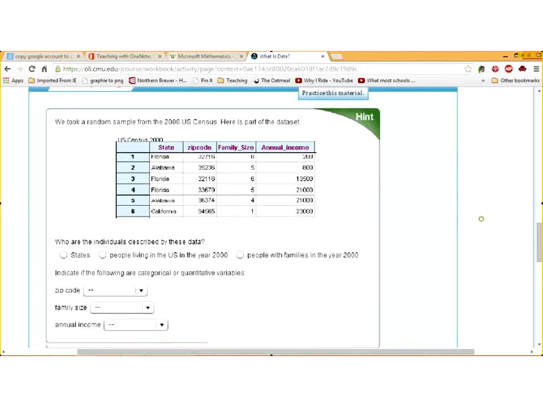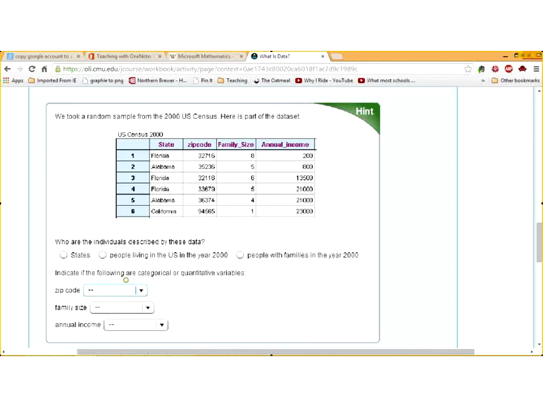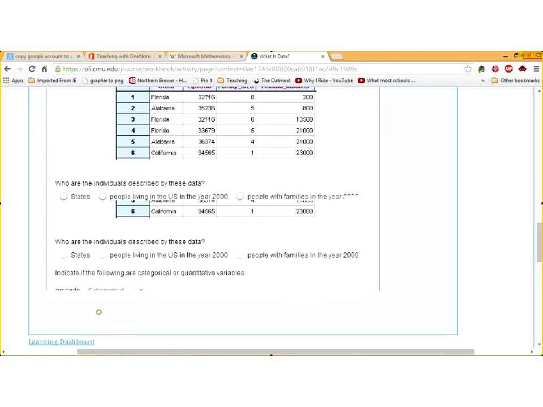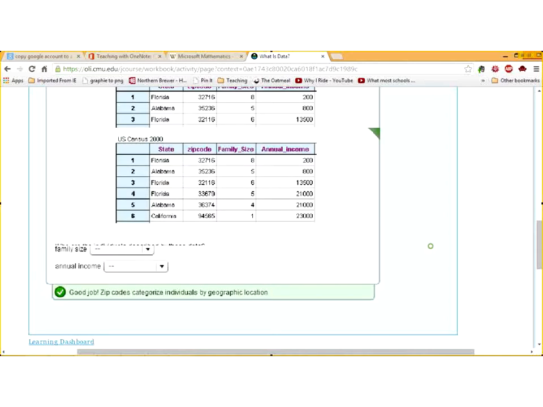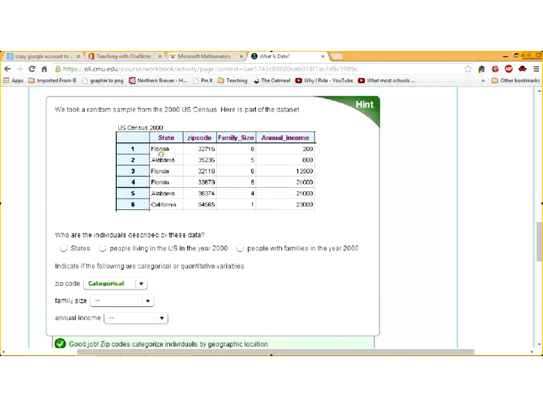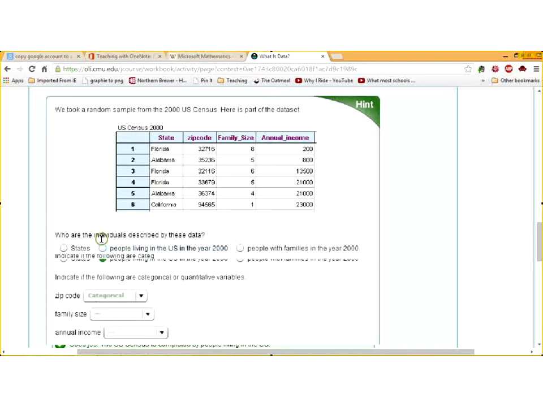So then they give, in fact, here's one where they do have zip code, and so that would be categorical, and then they go through and do some others. Now, notice in this one, the individuals described, in this case, there's a random sample. Here's part. It looks like people living in the U.S. in the year 2000.